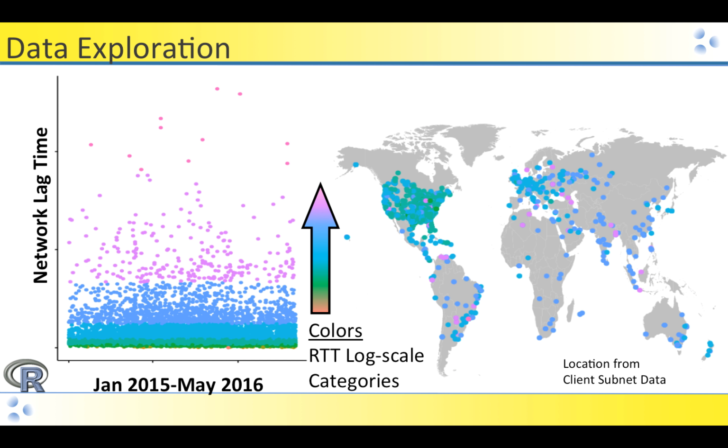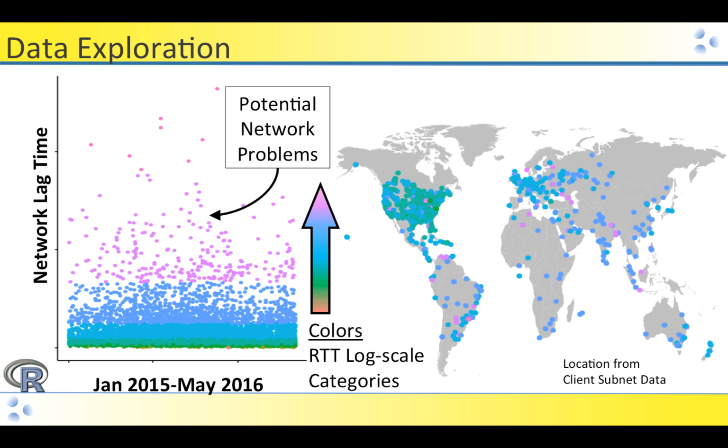For the data exploration, when I plot the network lag time for the events as a function of time on the left-hand side here, what I see is that the majority of the events take very little network lag. However, there are events that take anomalously long, significantly longer than the majority of the events, and the colors are a log scale. So these events that are brightly colored are taking a lot longer, and these could be potential network problems.